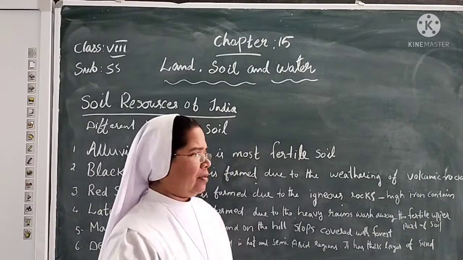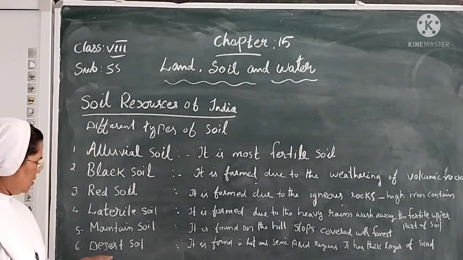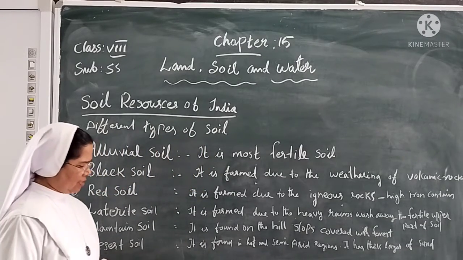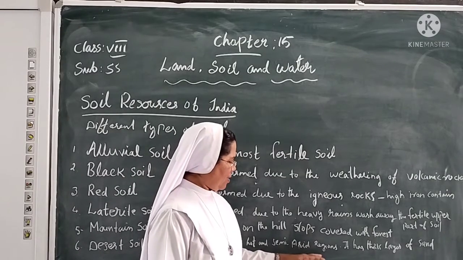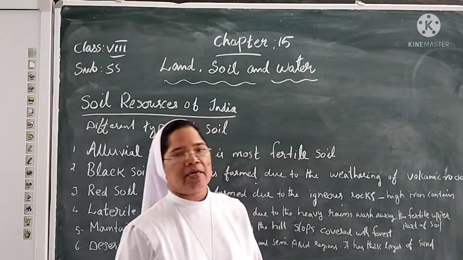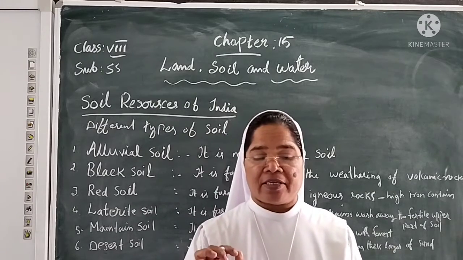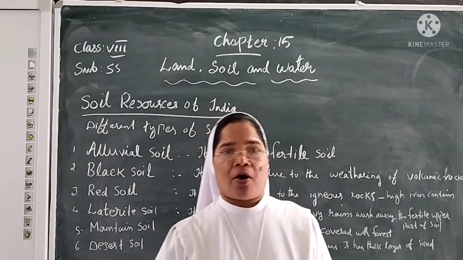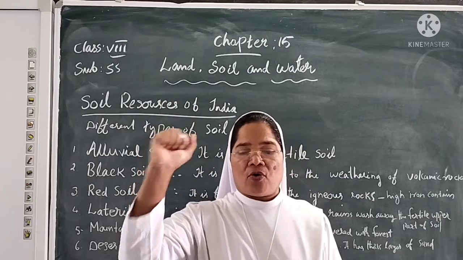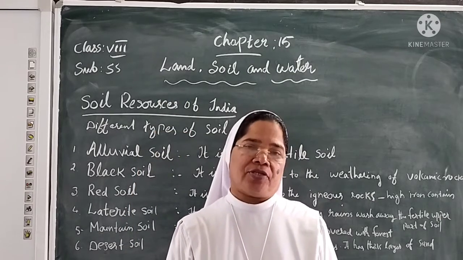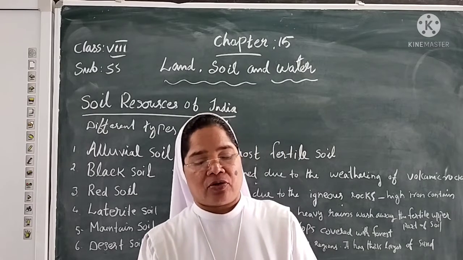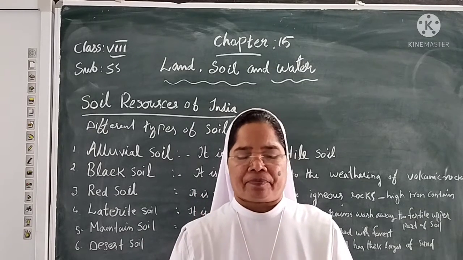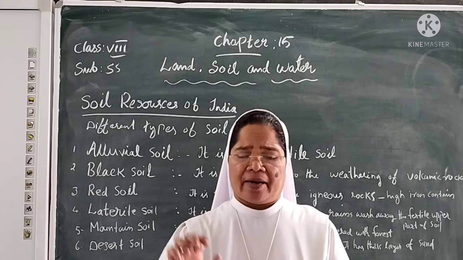Then we can see the desert soil. What is the desert? Desert, do you know? Desert soil is found around hot and semi-arid regions. You can see where we can find the soil. Desert soil is found in the hot and semi-arid regions. It has a thick layer. It is a thick layer of land.